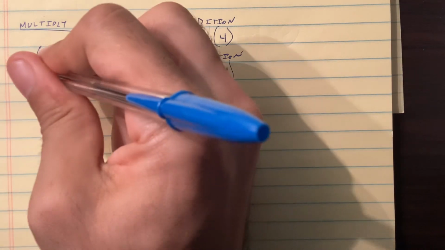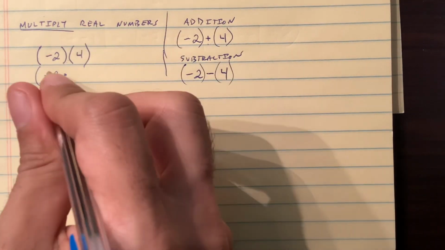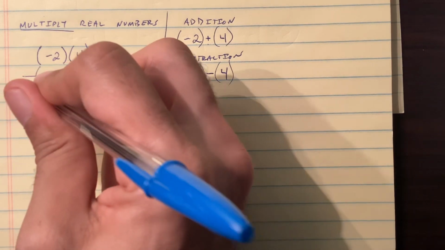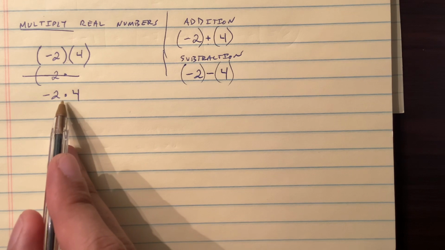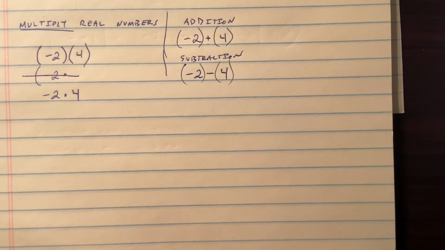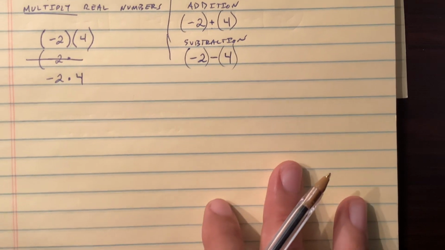The second way that you might see multiplication is if you see a small dot right in the middle between the two numbers. So these two ways both mean multiplication.